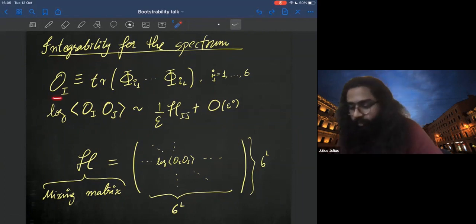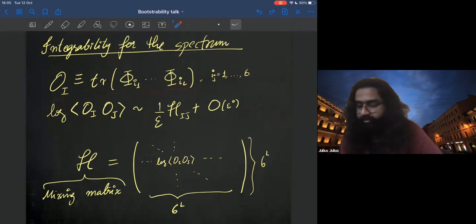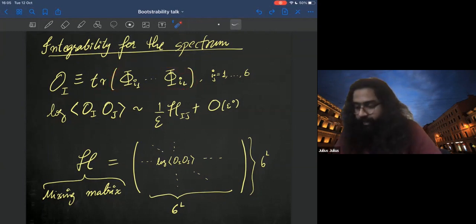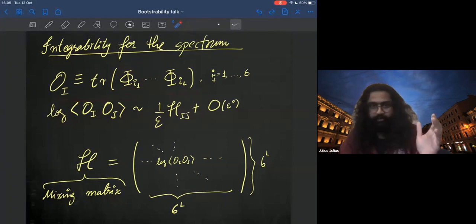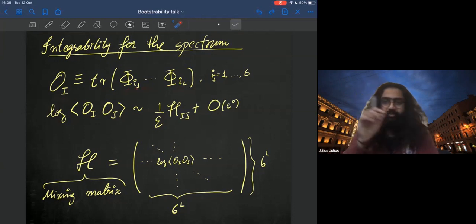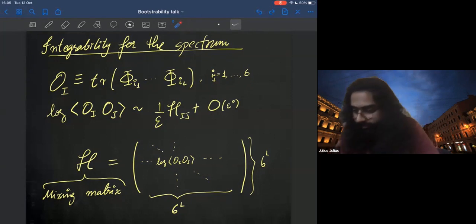So let's consider operators defined in the following way. We have an operator which is a single trace of L scalars in N equals 4 Yang-Mills. I should remind you that there are 6 real scalars in N equals 4 Yang-Mills theory. So we are considering a length L operator, which is a trace of L scalars, and each of the scalars can be 1 out of 6 flavors.